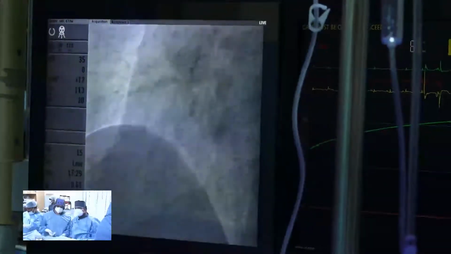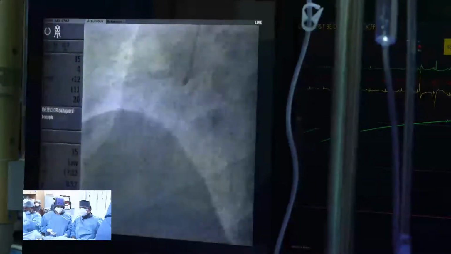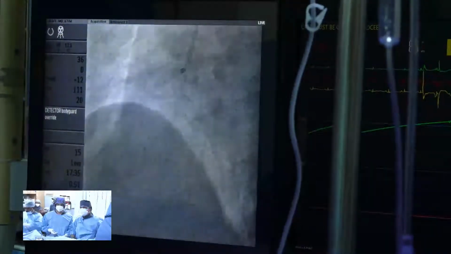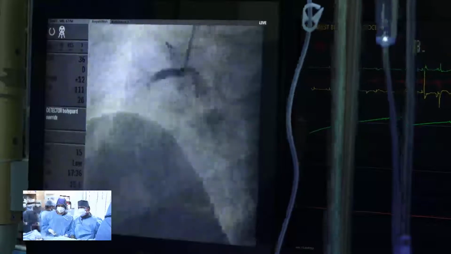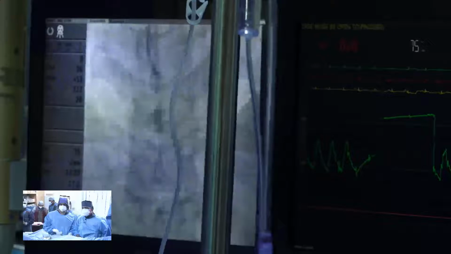Now take one. Ready. Small test. Now, ready? Inject. See, nicely flowing vessel. Last view. Table. Yes, sir. Good. Put the wire and remove.